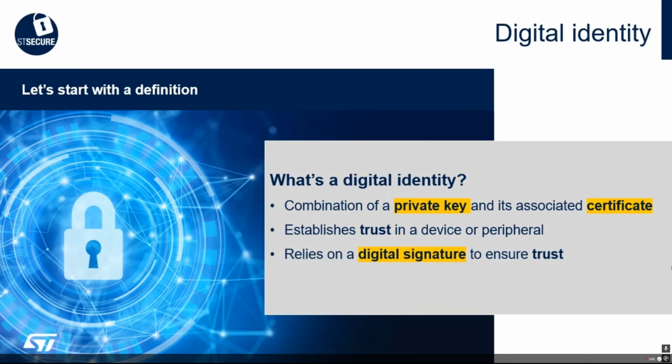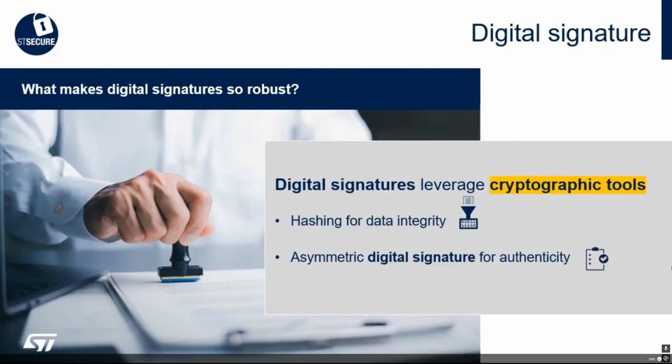We will use a digital signature generated by the private key that can be verified by the associated certificates. Remember, the digital signature is robust because it relies on cryptographic mechanism. A digital signature is created using a private key that can be verified by a peer. I will show an example on the next slide.